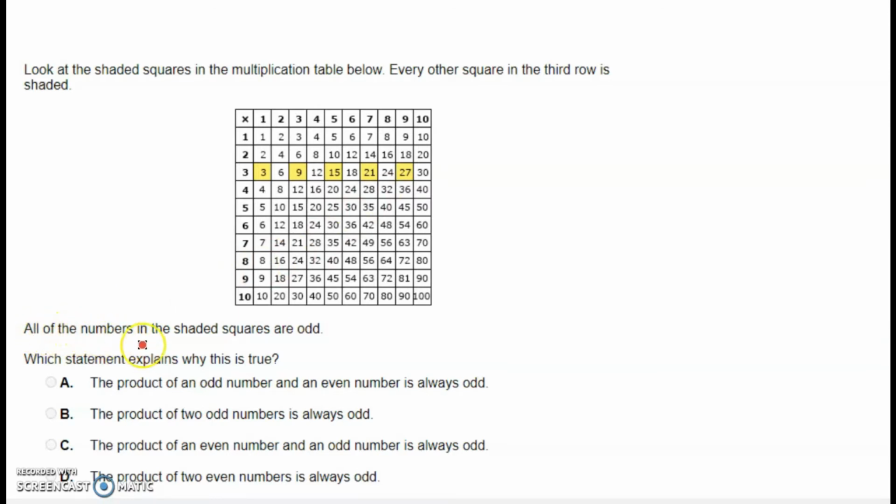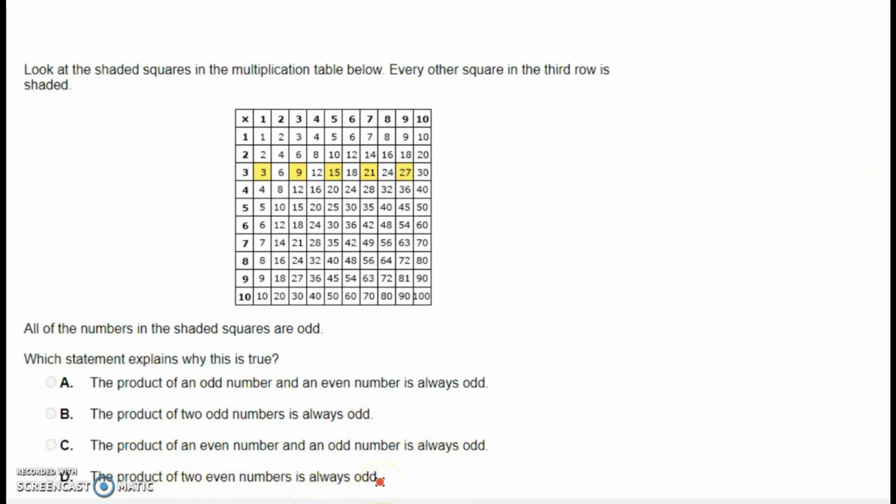All the numbers in the shaded squares are odd numbers. That is true. An odd number is a number that cannot be split into equal parts. Which statement explains why this is true? The product of an odd number and an even number is always odd. The product of two odd numbers is always odd. The product of an even number and an odd number is always odd. The product of two even numbers is always odd.